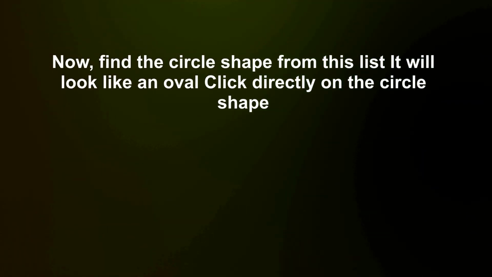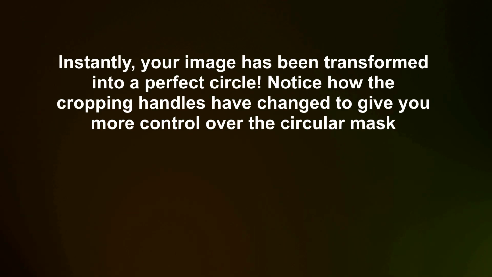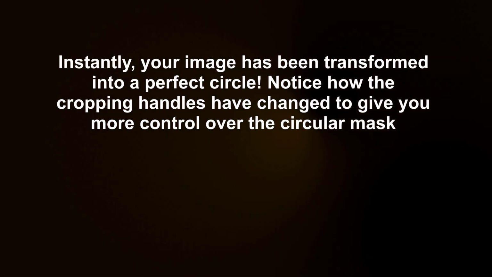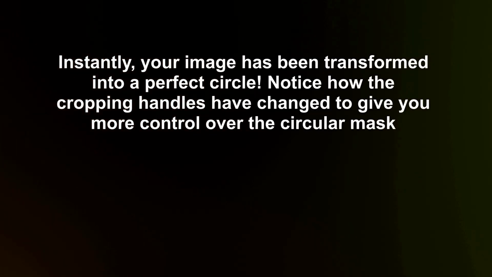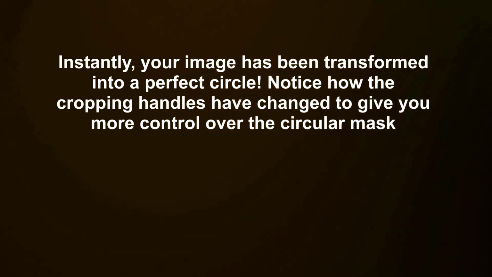Now, find the circle shape from this list. It will look like an oval. Click directly on the circle shape. Instantly, your image has been transformed into a perfect circle. Notice how the cropping handles have changed to give you more control over the circular mask.